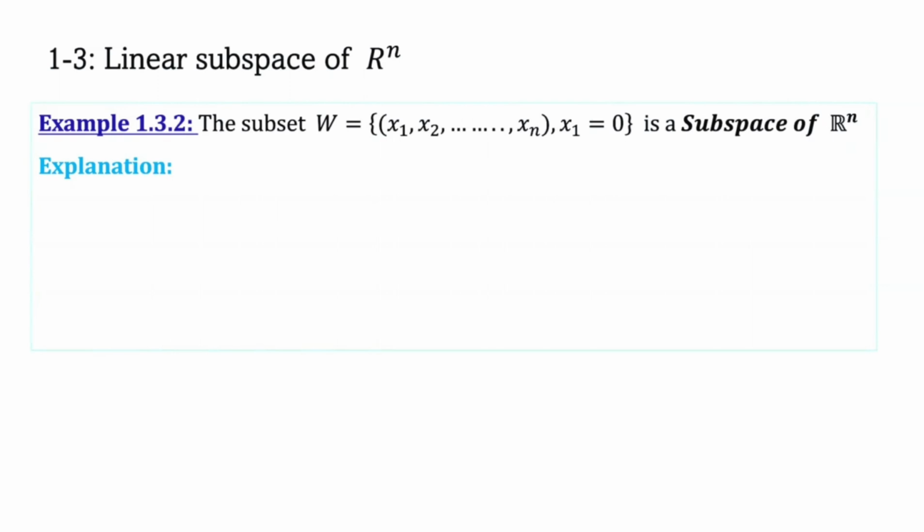Okay, so let's have examples here that will show which is a subspace and which is not a subspace. We take W as a subset of Rn with the condition that the first entry x1 is equal to 0. So W, capital W, contains all the vectors from Rn in which the first component is 0. We have to show that this is a subspace of Rn.